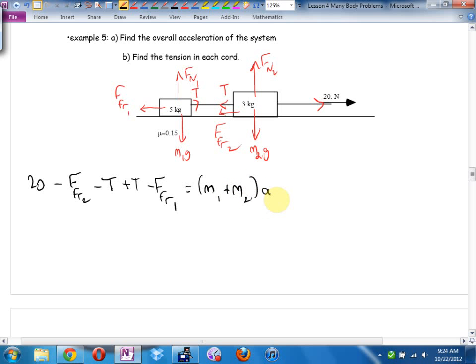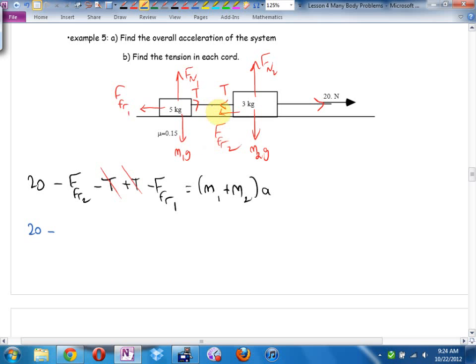Okay, let's fill in what we can here. So it's going to be 20 minus, friction is what times what? Mu times the normal force. Oh, crap, I don't know the normal force. Oh, but look. I know another force the same size as the normal force.